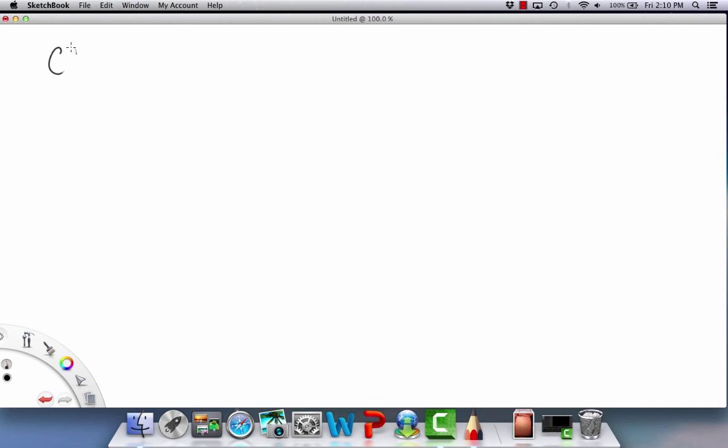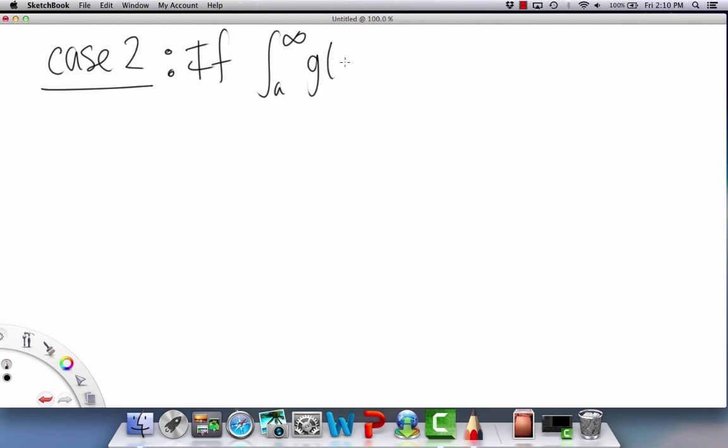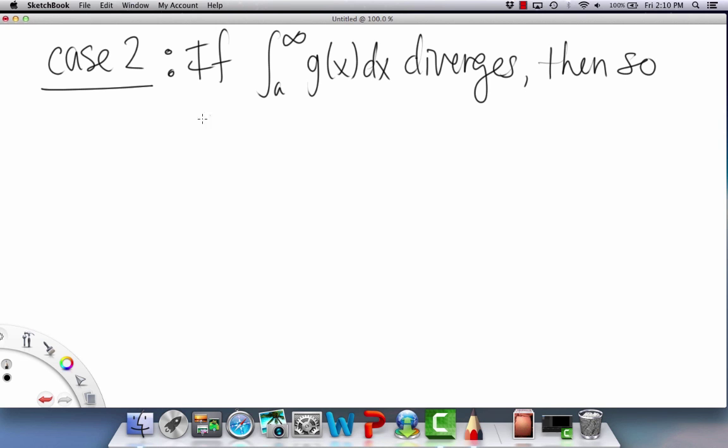So case number 2, this one says, if, well, I'll do a colon and look all fancy. Okay, so if the integral from a to infinity of g of x now diverges, then so must the other integral from a to infinity of f of x dx.